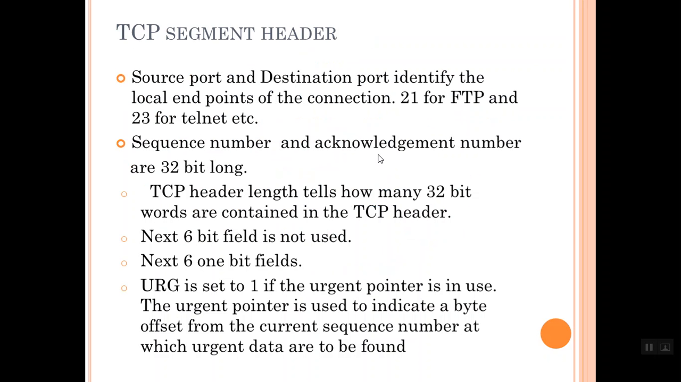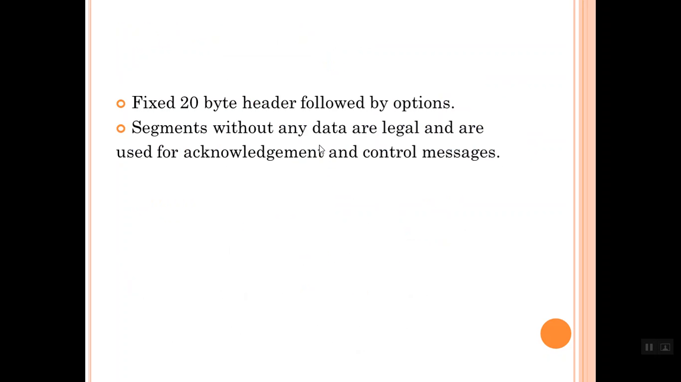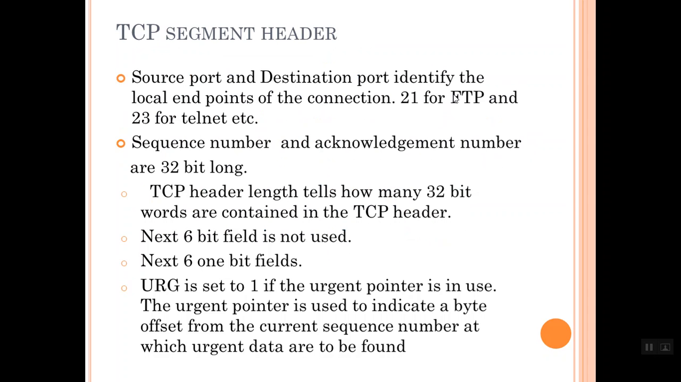Now, what is a source port? Source port and destination port are the first two fields. Source port and destination port identify the local endpoints of the connection. As we said, 21 is for FTP and 23 for telnet. This number identifies what type of service we are using. If it is 21, then we are using FTP. If it is 23, then we are using telnet.